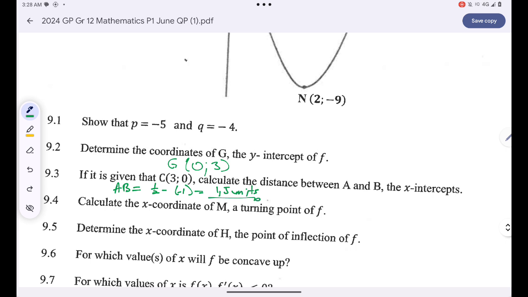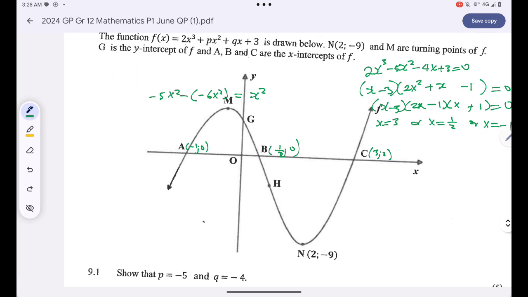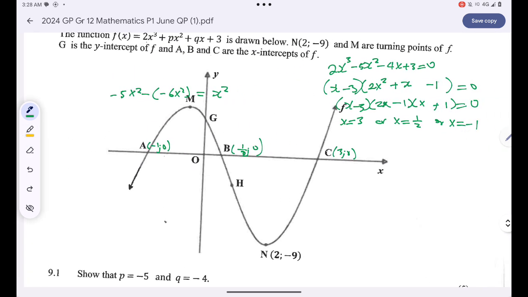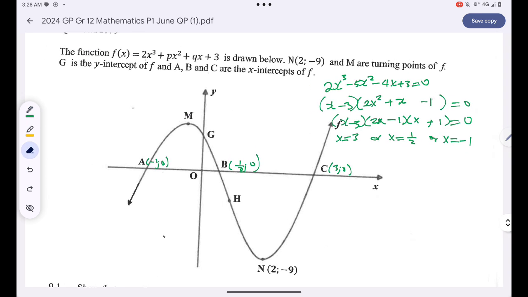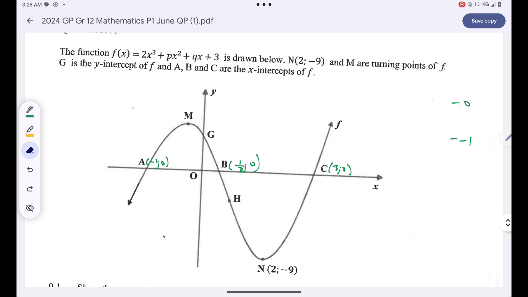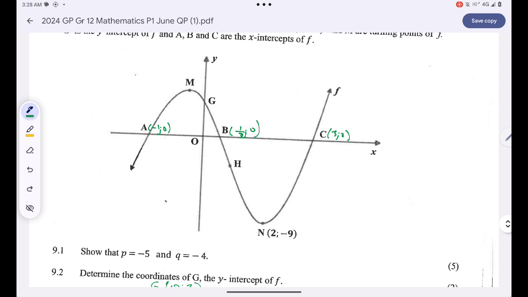9.4, they want us to determine the x coordinates of M. M is the turning point, right? So for me to find the coordinates of M, I just need to find the derivative of my graph, equate it to 0, then solve for x. And one of my answers should be x is equal to 2.